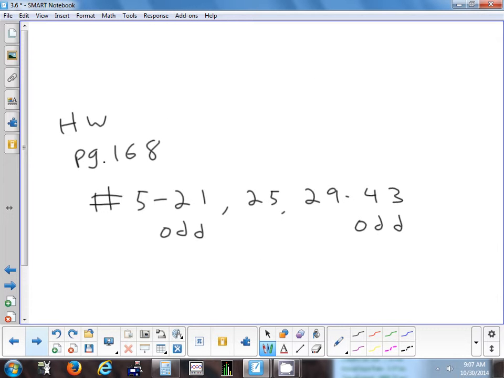All right, so for tonight, the homework's on page 168. I'd like you to do 5 to 21, just the odds. 25, and then 29 to 43, just the odds. Okay, for the MCAS questions, do the open response. And I think there's only one, so just do the first open response.